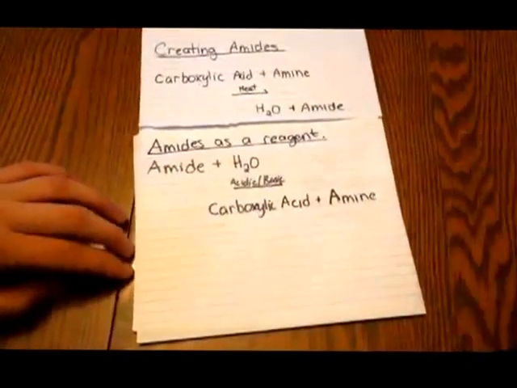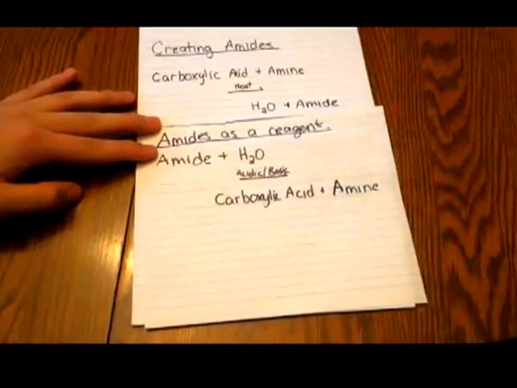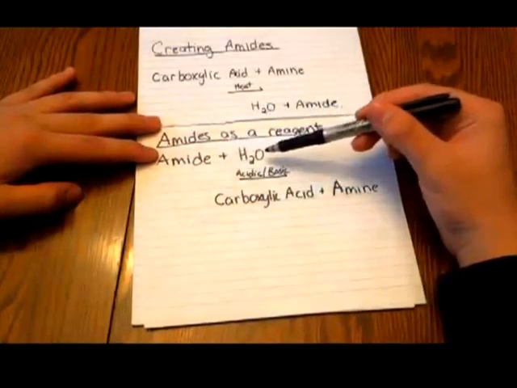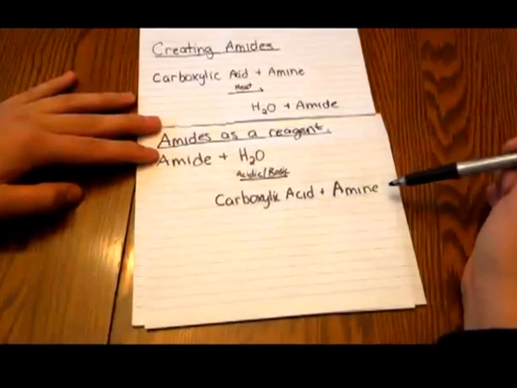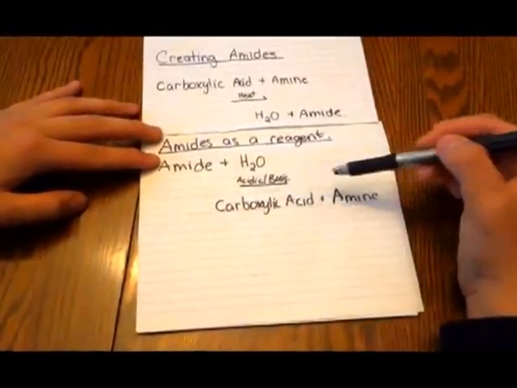Although amides go through a variety of reactions, amides typically, as a reagent, will just go through the reverse, which is called hydrolysis, where an amide recombines with water and splits up to create the carboxylic acid and the amine that was used before. And typically the conditions have to be either acidic or basic.